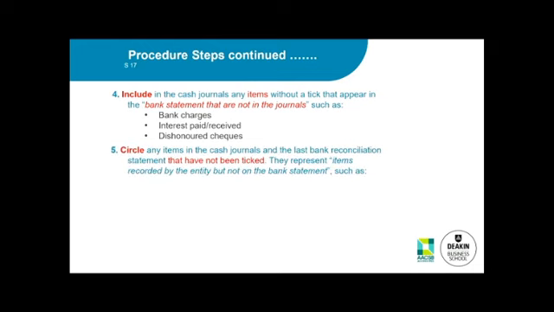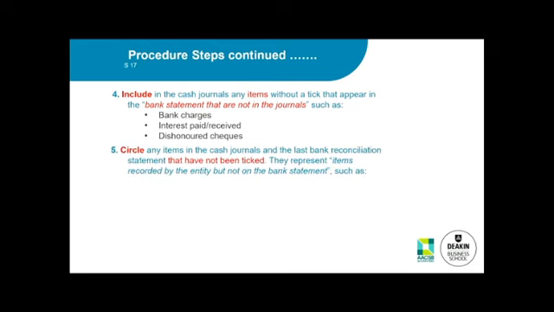Let's continue with the steps. Then we need to include in the cash journals any items without the tick that appear in the bank statement, right? Just like what we've done before. If you have some information in the bank statement that you don't have in your cash journals, cash receipt or cash payment, you must update that information, right? Via the double entry. Bank charges, interest paid or received, any dishonored checks that might be there.